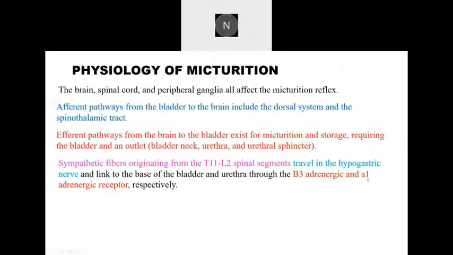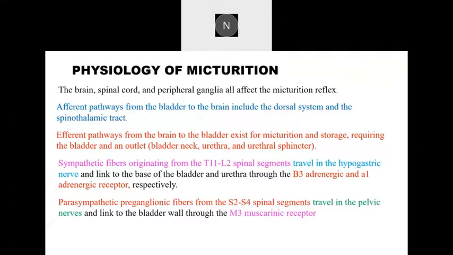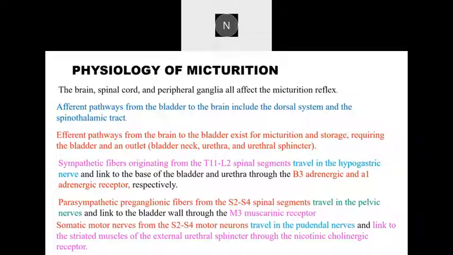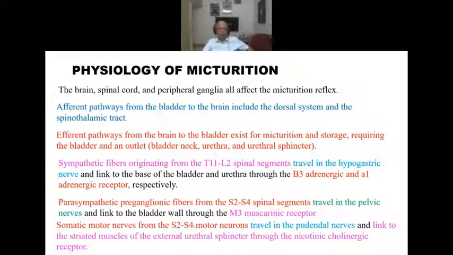And alpha 1 is the adrenergic receptor, which is a smooth muscle contractor. Yes, sir, this is how the storage occurs. It relaxes the bladder and causes the urethra to contract. And parasympathetic ganglia arise from S2 to S4. They are mainly muscarinic, M3 receptors, traveling in the pelvic nerves to the bladder. And somatic nerves, in the form of pudendal nerves, again S2 to S4, control the external urethral sphincter.